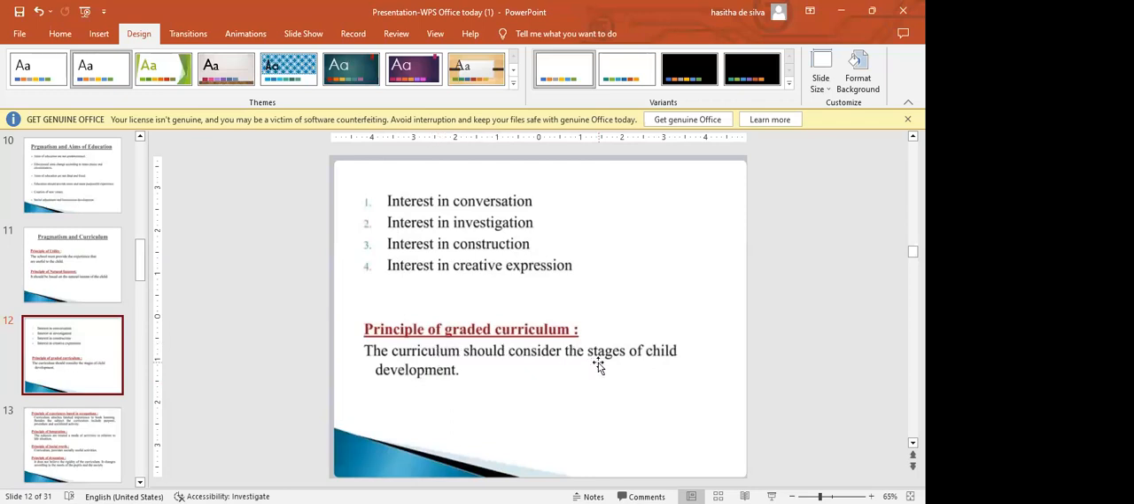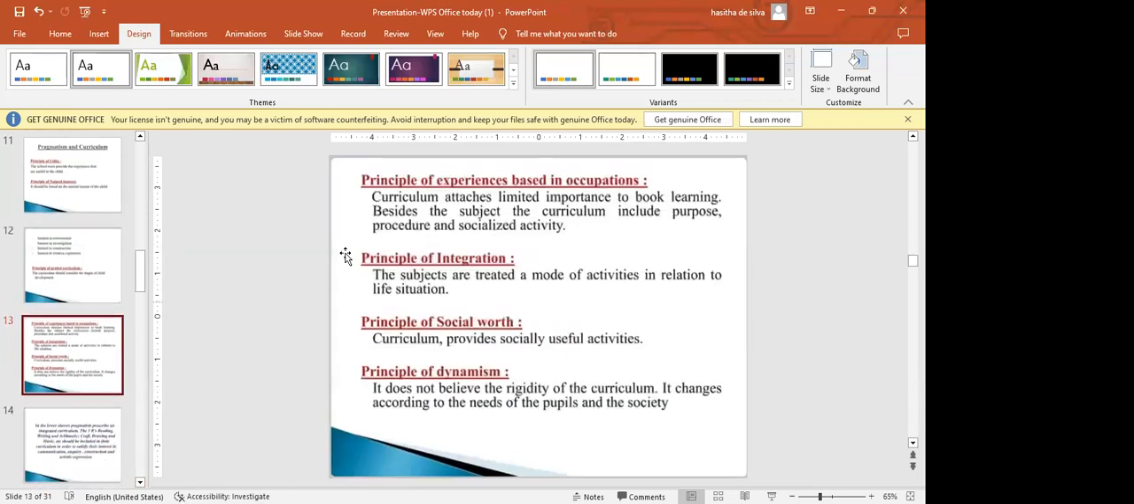Principle of graded curriculum. The curriculum should consider the stage of child development. Principle of experience based on occupation. The curriculum should attach limited importance to book learning. Besides the subjects, the curriculum includes purpose, procedure, and socialized activity.